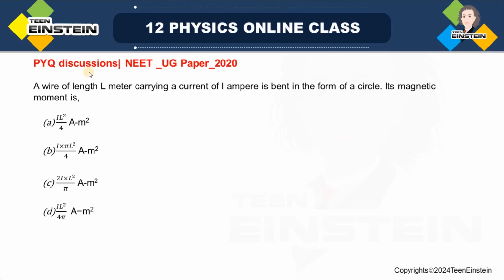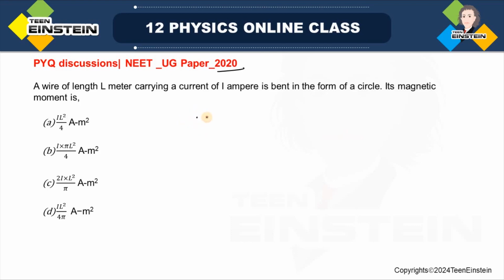Hello students, welcome to the POIQ discussions on NEET UG papers. Let us solve a problem from NEET UG paper 2020. The question says a wire of length L meter carrying a current I ampere is bent in the form of a circle. Its magnetic moment is what out of these four options?